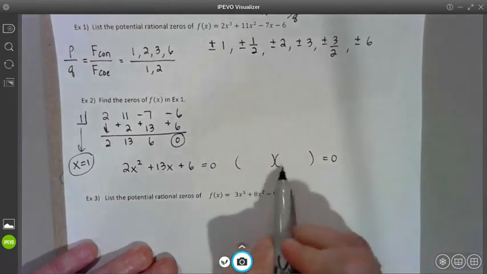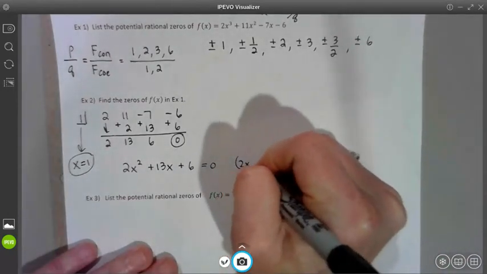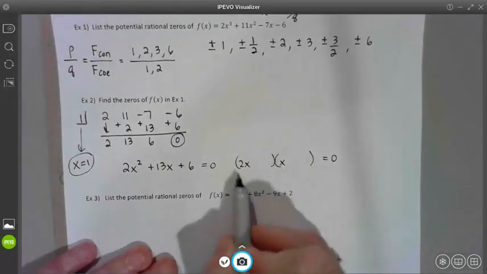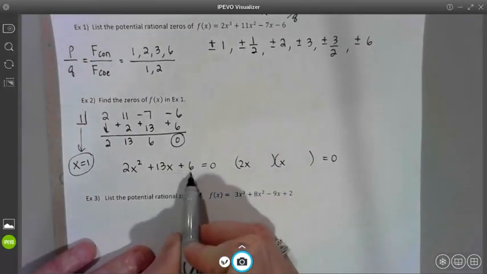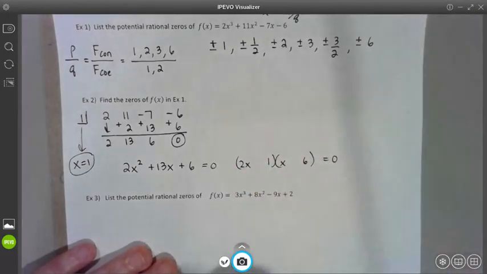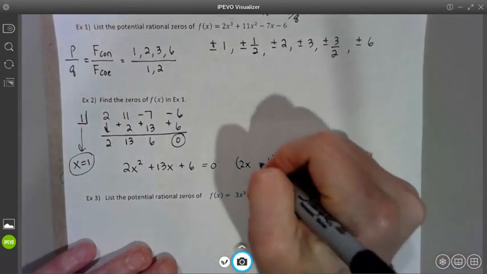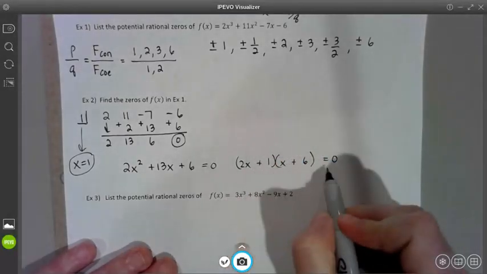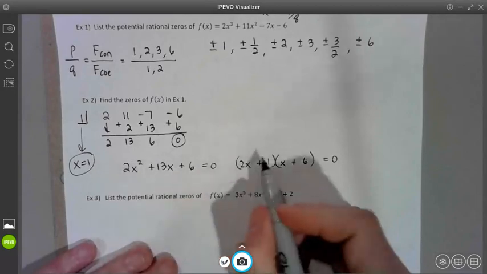All right, so what times what gets me 2x squared, 2x and 1x. Whatever I put here has to multiply to 6, and then my rainbows better add up to 13. So I could do what, 2 and 3 or 6 and 1? Well, if I put a 6 here and a 1 there, I'll get 1x and 12x plus. That looks good.